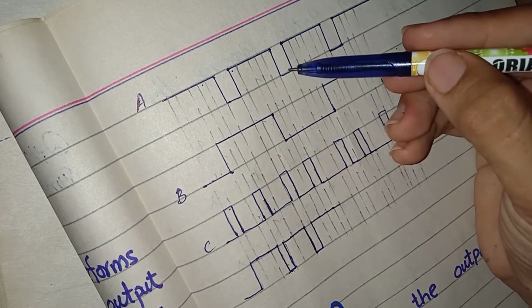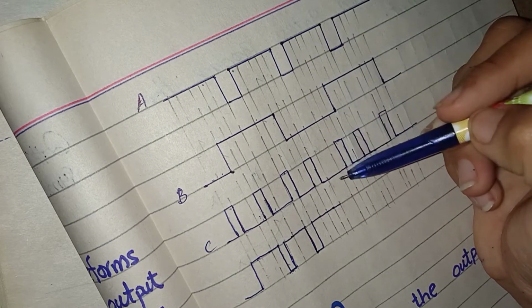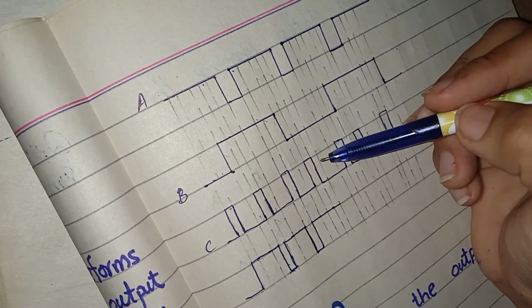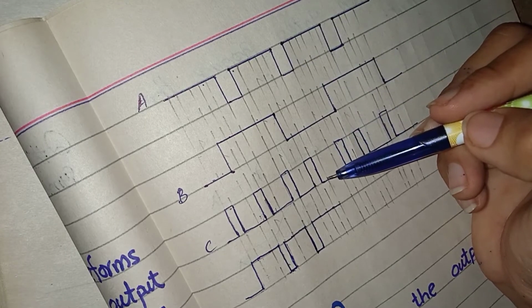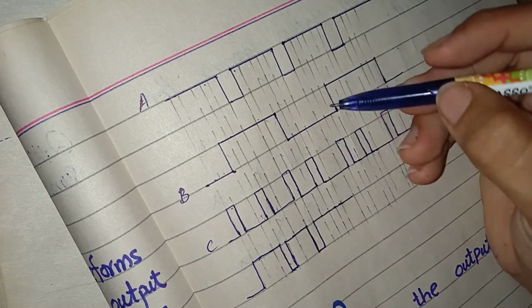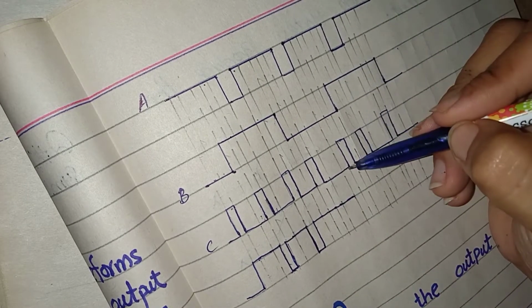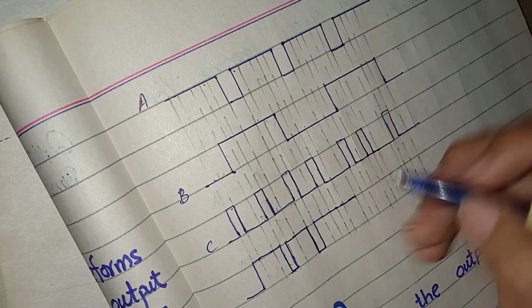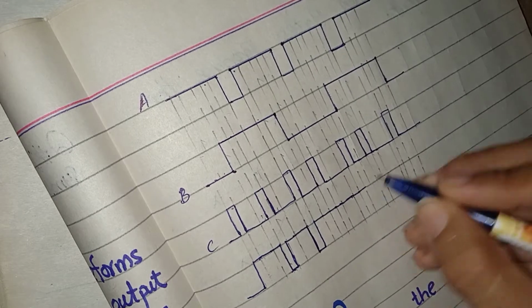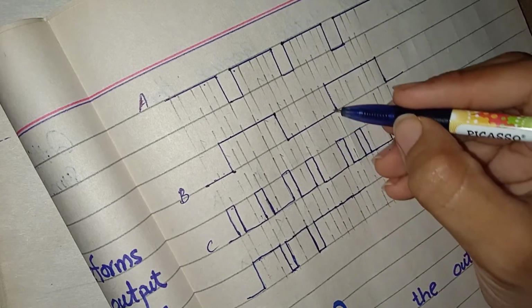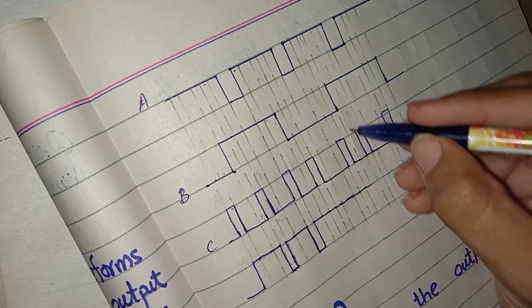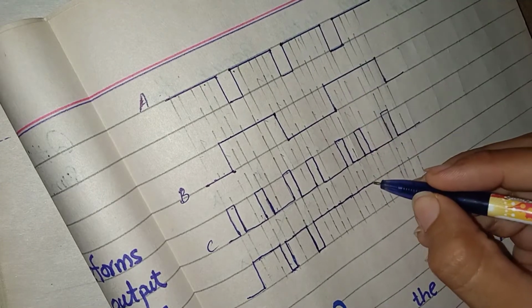Now let's see. A is at lower level, B is at lower level, C is at lower level. For an AND gate, all lower levels give us low output. But for a NAND gate, we get higher output because the NAND gate is the opposite of the AND gate. For these combinations, we will get higher output. For these combinations, again we get higher output.